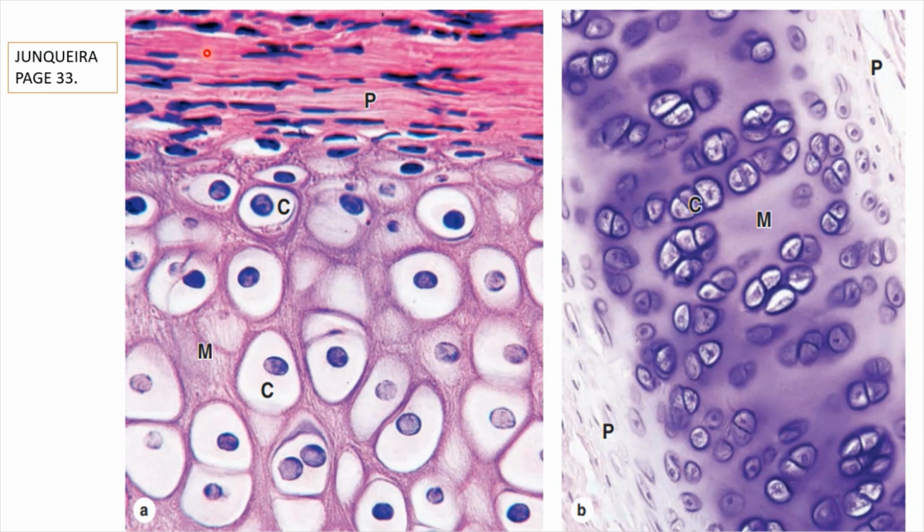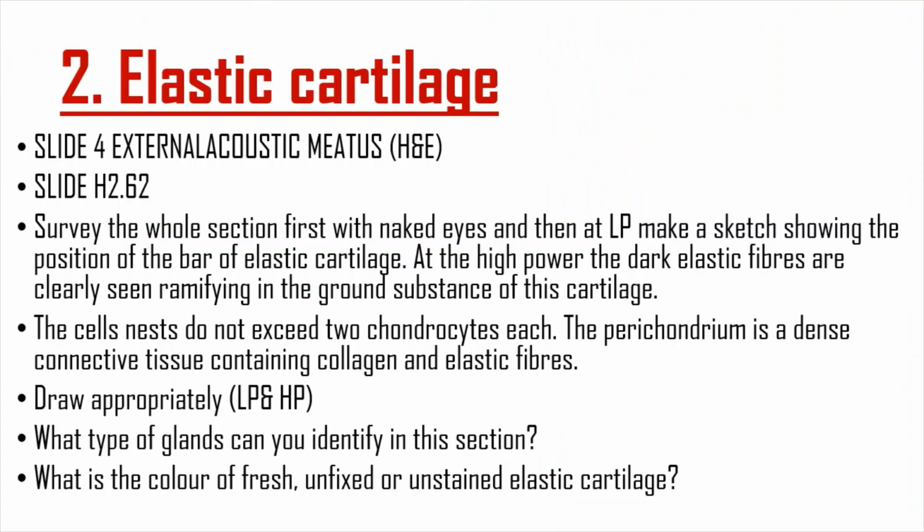Make sure to label the perichondrium, the fibroblasts that are in the perichondrium, and you draw the hyaline cartilage, you label the lacunae, the chondrocytes here, and this is collagen type 2. Okay, so that was hyaline cartilage. Now, let's look at elastic cartilage.